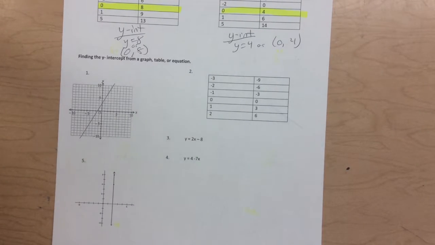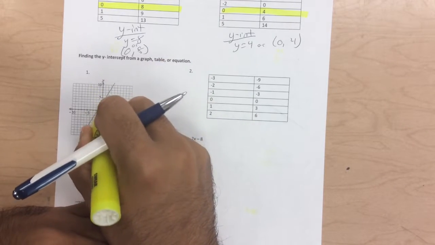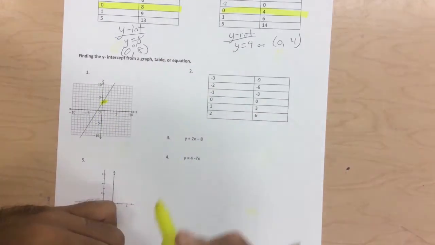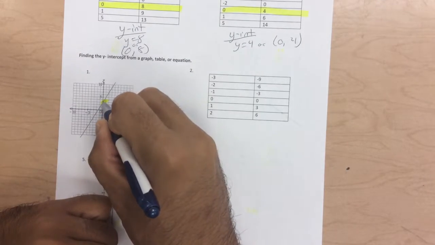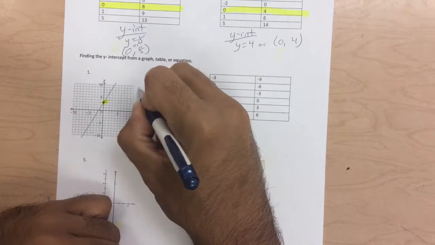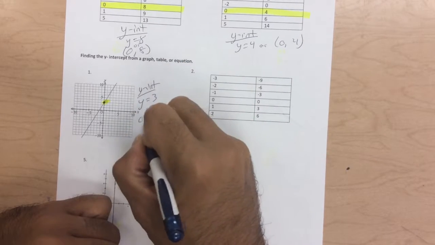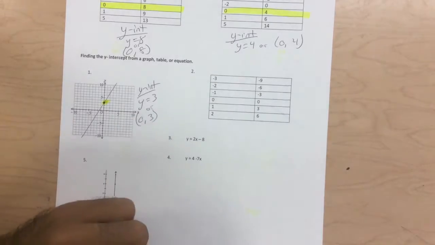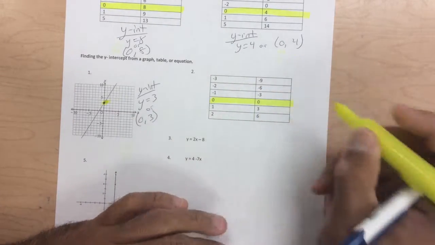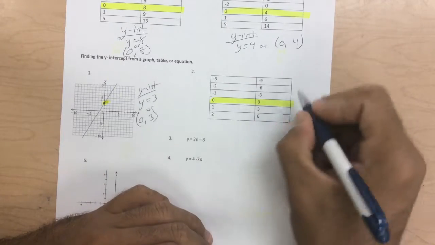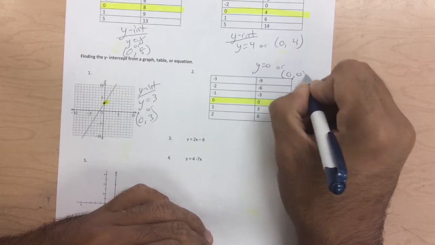Okay. So now, number 1, obviously your y-intercept will be where it touches the y-axis, and it's right there at +3. 1, 2, 3, right there. So your y-intercept for the graph is y equals 3, or you can say 0, 3. For the table, all you have to do is look at where the x equals 0, which is right there. So your y-intercept is y equals 0, or you can say 0, 0.